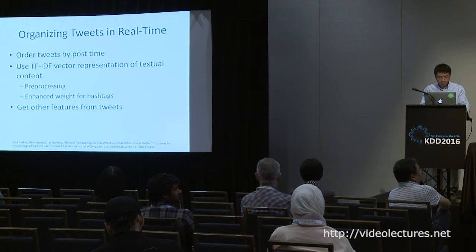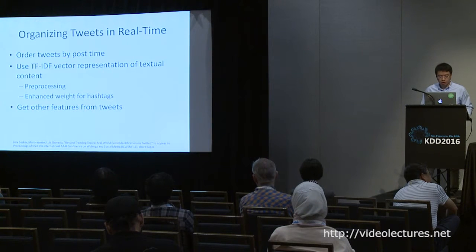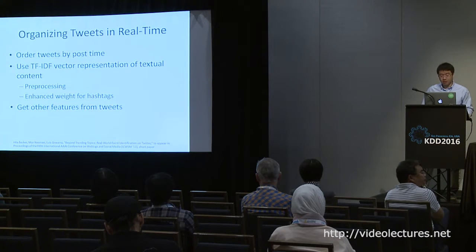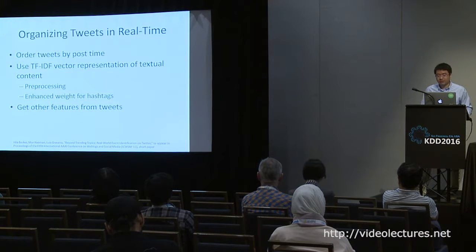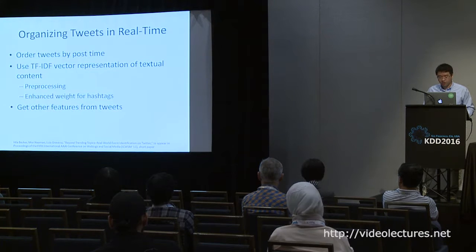Okay. So for the first step, a basic approach here, and also in their work, is to order tweets by their post time, by timestamps, and they use TF-IDF vectors to represent the textual content of the event. And they can get other features from Twitter to augment this feature vector.